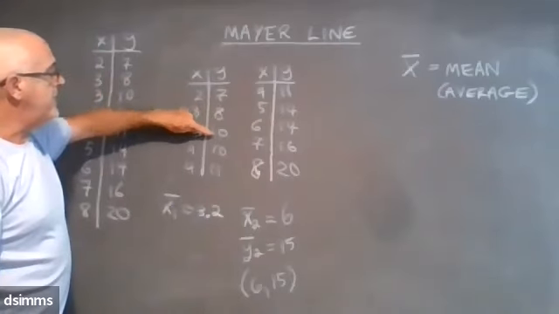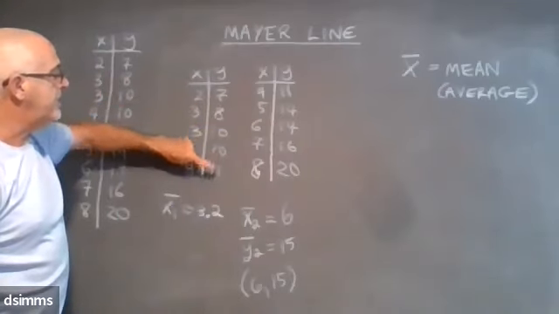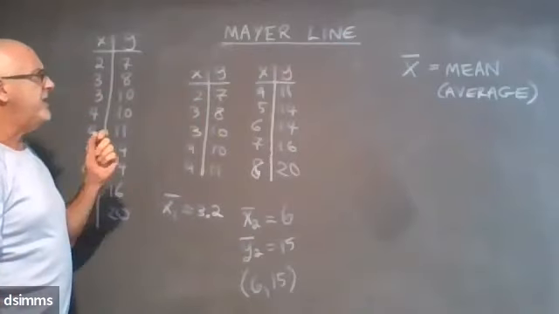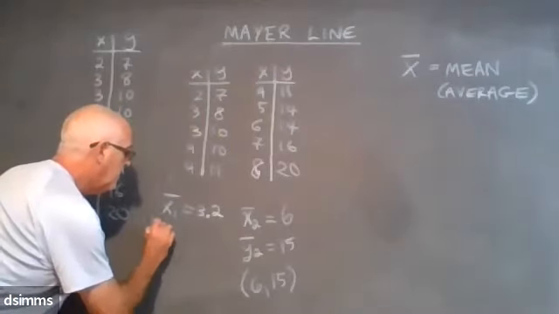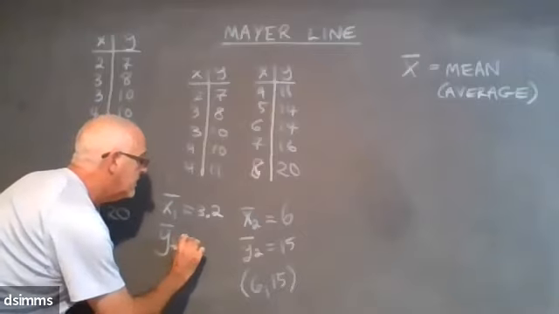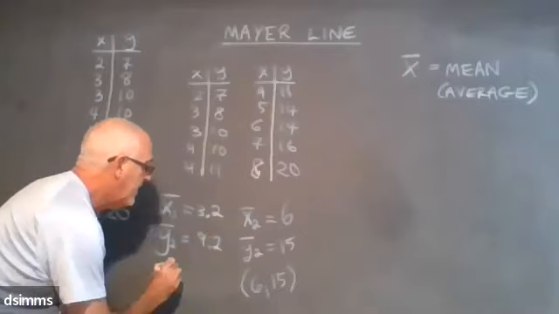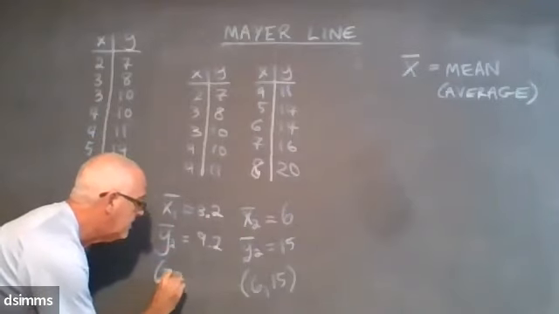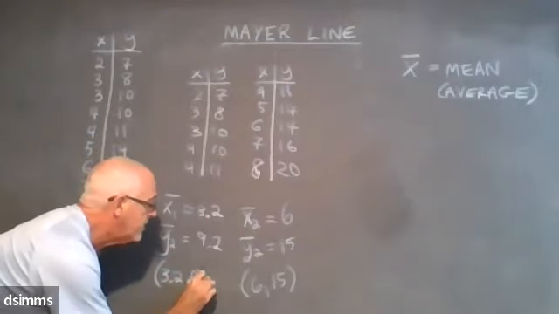7 plus 8 is 15, plus 10 is 25, plus 10 is 35, plus 11 is 46. 46 divided by 5 is 9.2. Y bar 2 is equal to 9.2. That means my first point has an x of 3.2 and a y of 9.2.